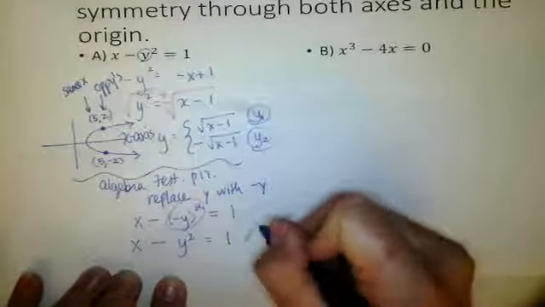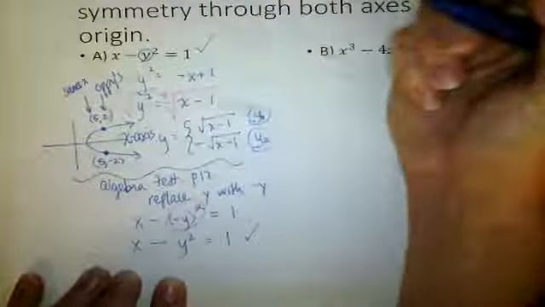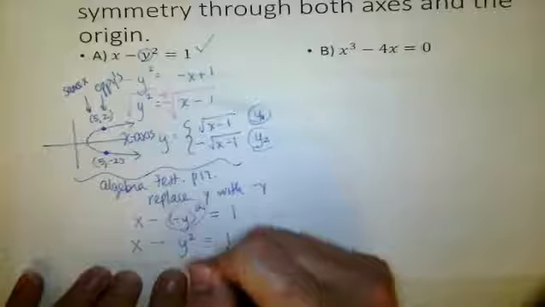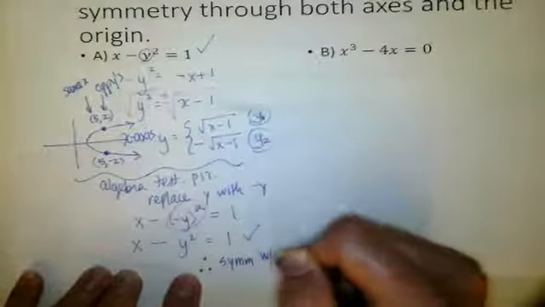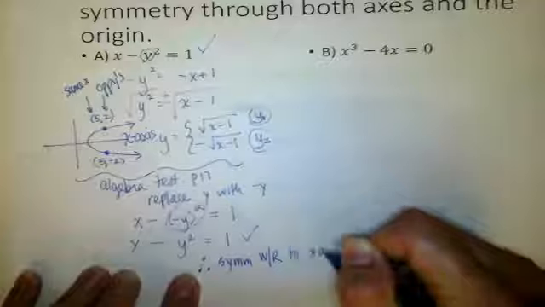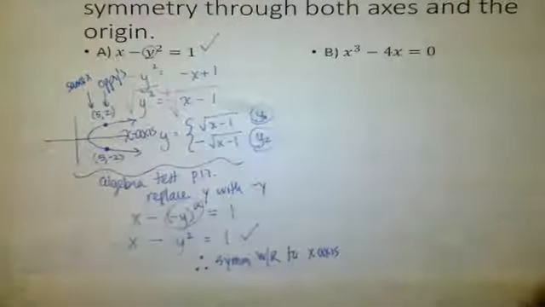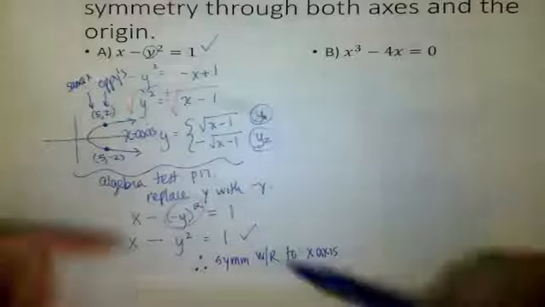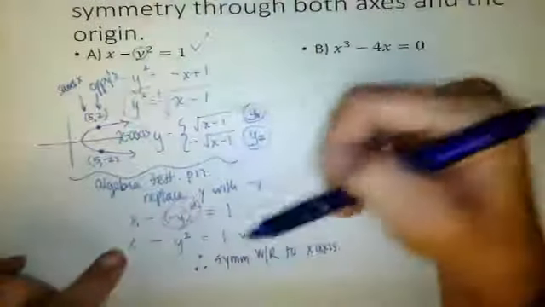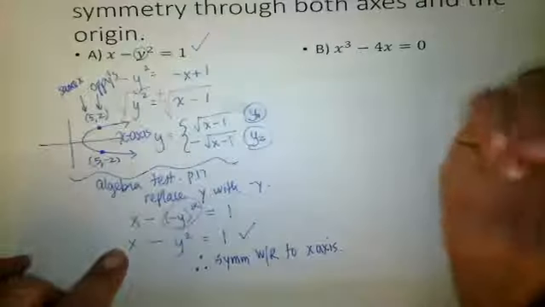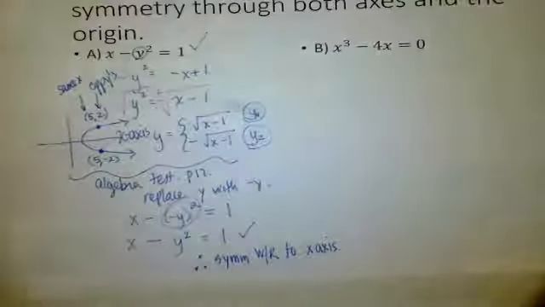And so this is exactly the same as what we started with. Therefore, symmetric with respect to the x-axis. If you replace y with negative y and you get the equivalent equation to what you started with, that's it. That's the proof. Kind of weird.